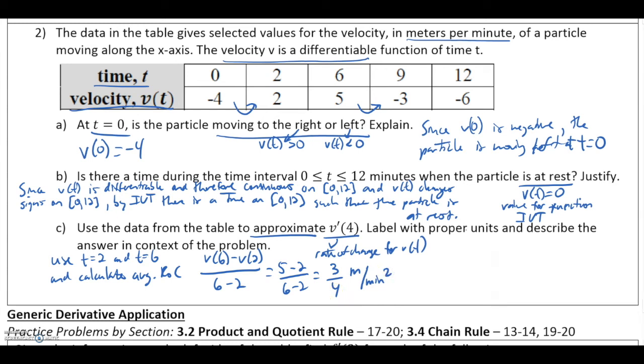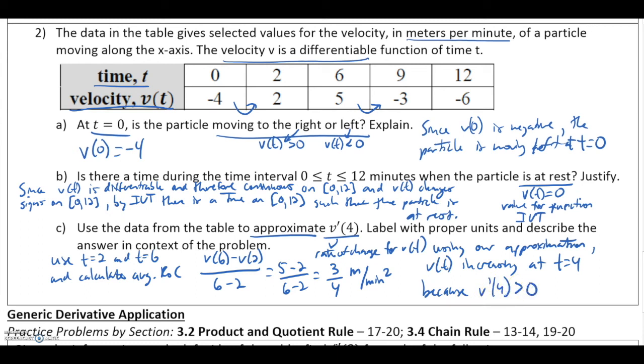And describing the answer in context of the problem, key to say using our approximation, because again, we don't know exactly what's happening at 4. Using our approximation, v of t is increasing at t equals 4 because v prime of 4 is positive.